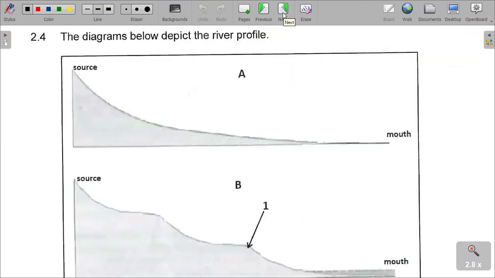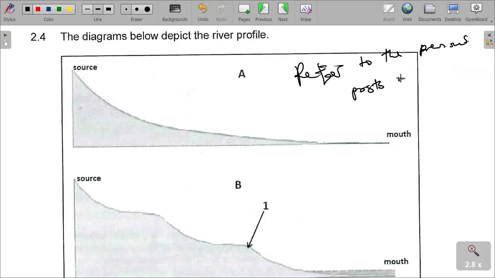We are given the next part which shows the river profile. Also, please, class, refer to our note on the channel. Also, refer to the previous post on Metric Hub.